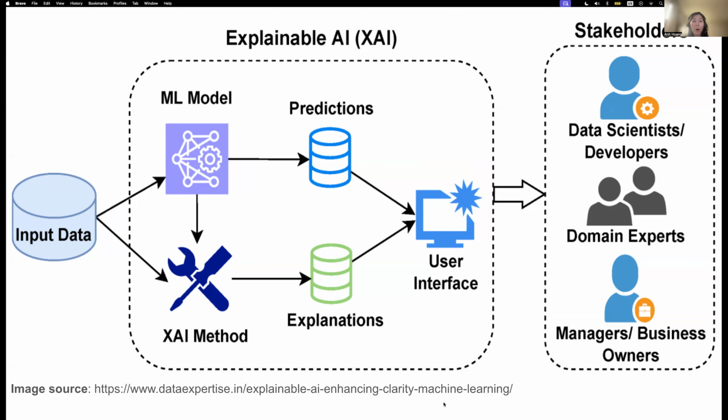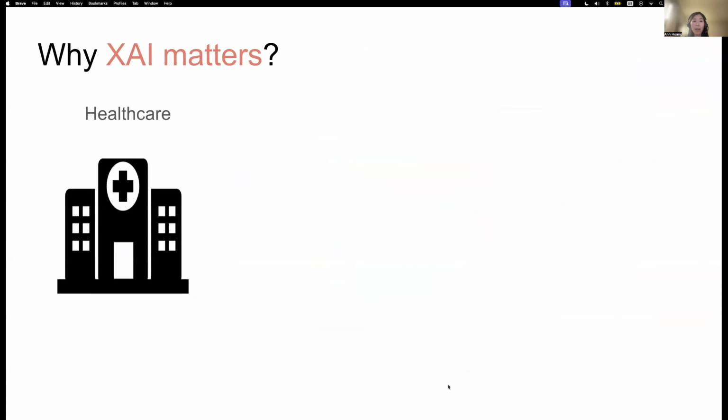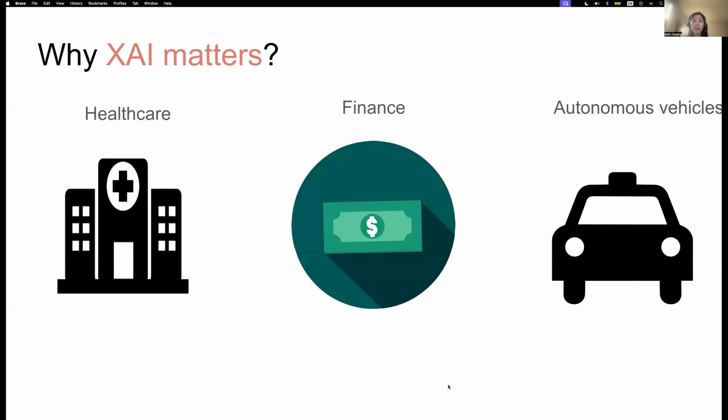Let's now talk about why this really matters in the real world. AI is used in many areas, like healthcare, finance, and autonomous vehicles. Since the decisions affect people, it's important that the systems behind them are not just accurate, but also transparent. Explainable AI helps ensure that these systems can be trusted.